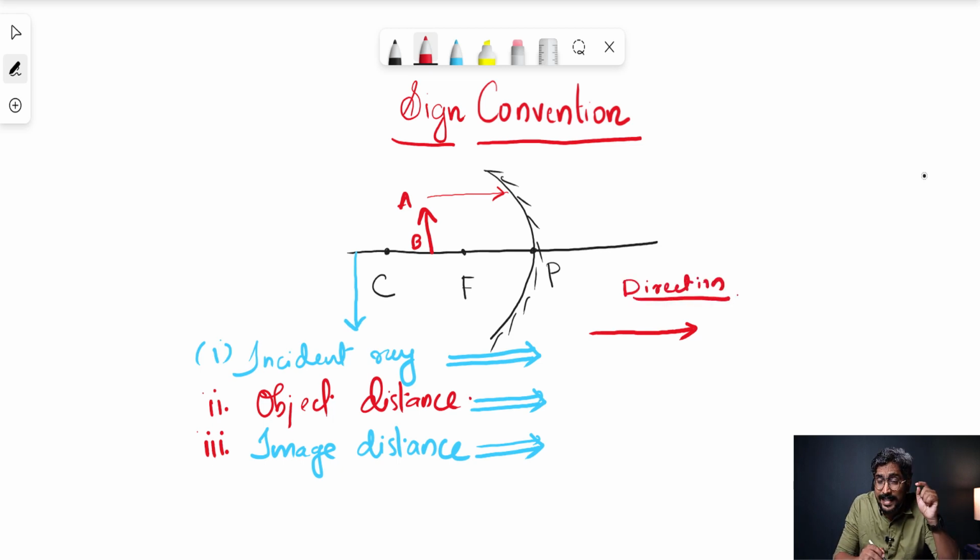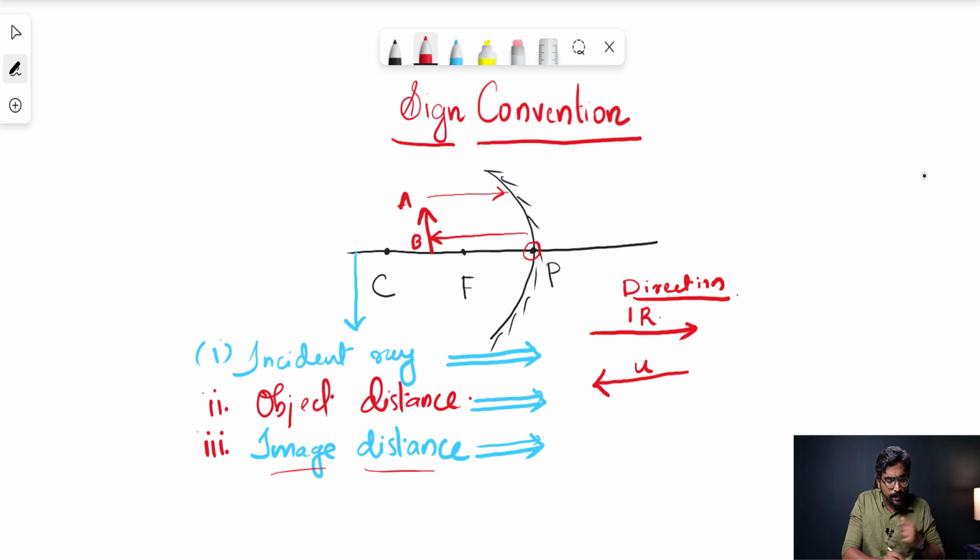What will be the direction of the object distance? Always the object distance is measured from the pole. So it starts from here and this is the direction, right? So the direction will be like this. Okay, direction of U will be like this. This is the direction of incident ray.